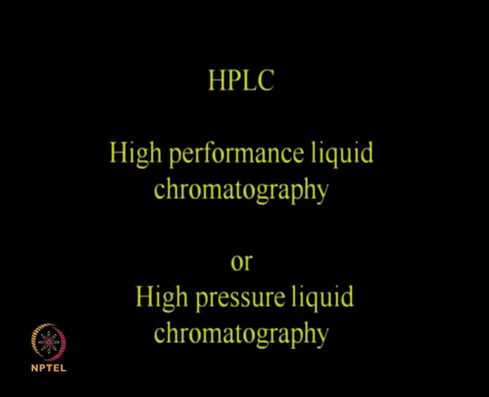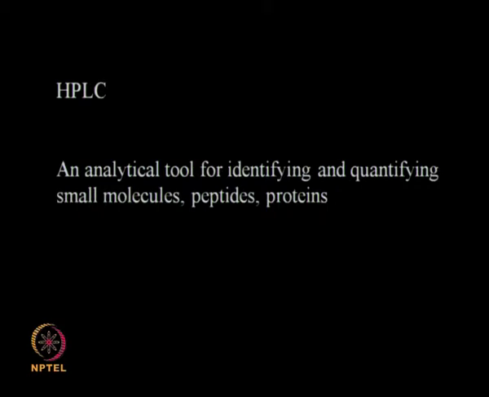So HPLC, the P can stand for performance or it can be pressure, because it is a very high performance system, as well as the back pressures are very high because the tube diameter is small and particle sizes are in the micron range, so the back pressure developed is extremely large, and so you need very high pressure pumps to operate an HPLC. It can be used for identifying an unknown compound, as well as for quantifying a compound. That is the main advantage of HPLC, we can use it for both purposes.